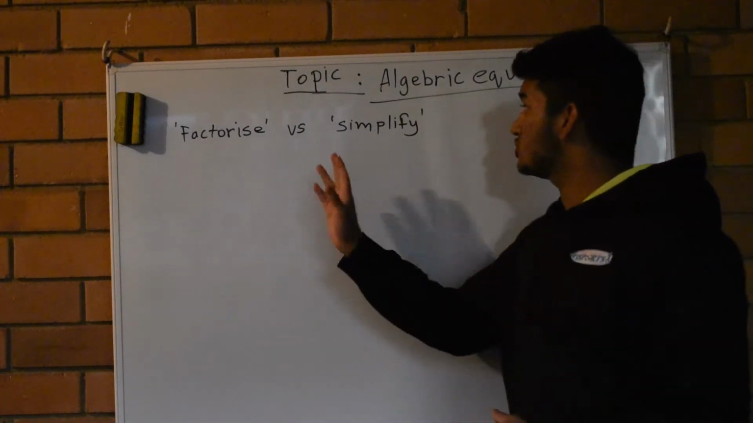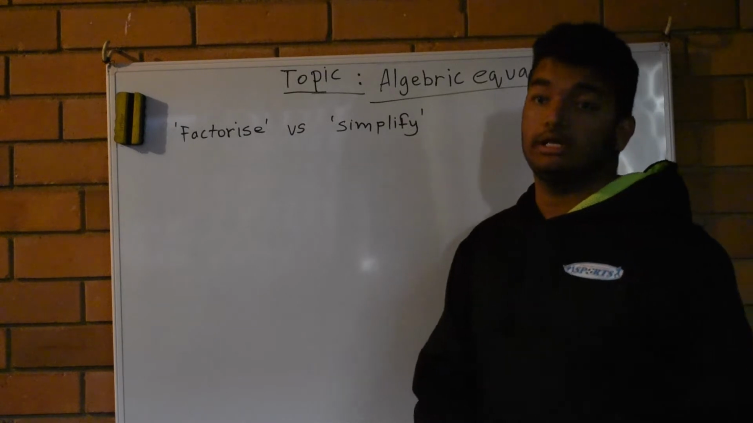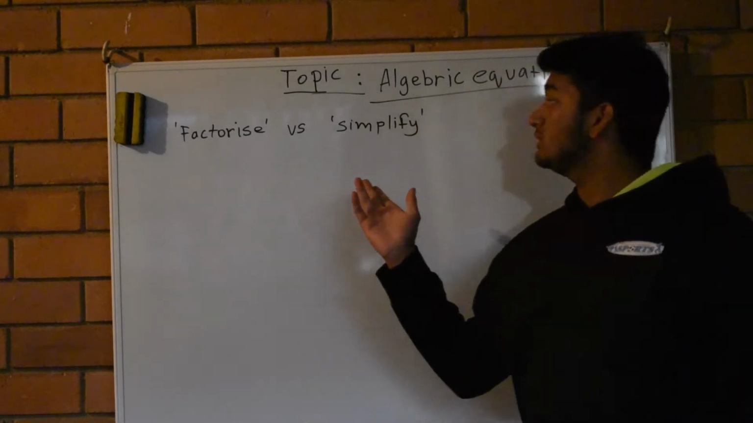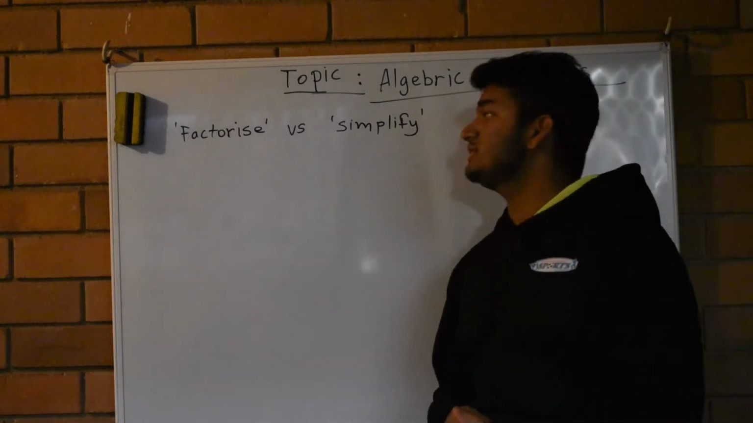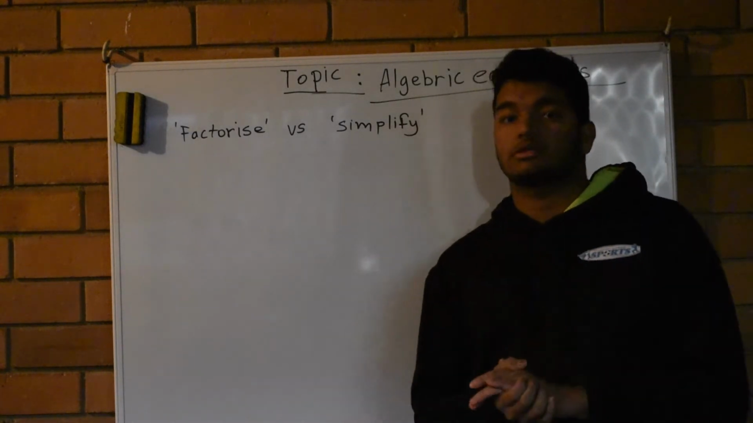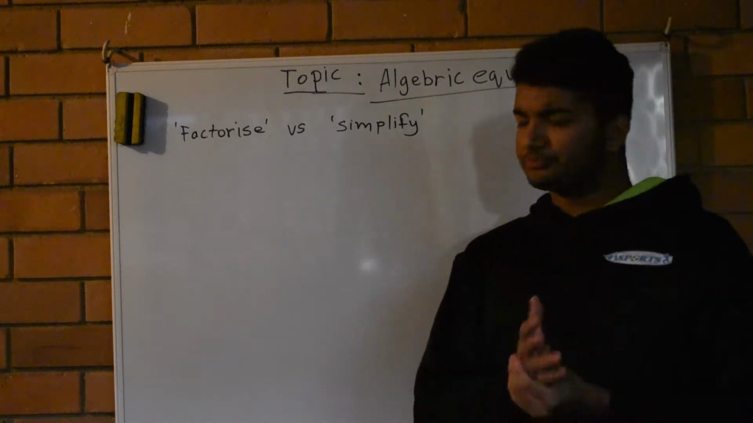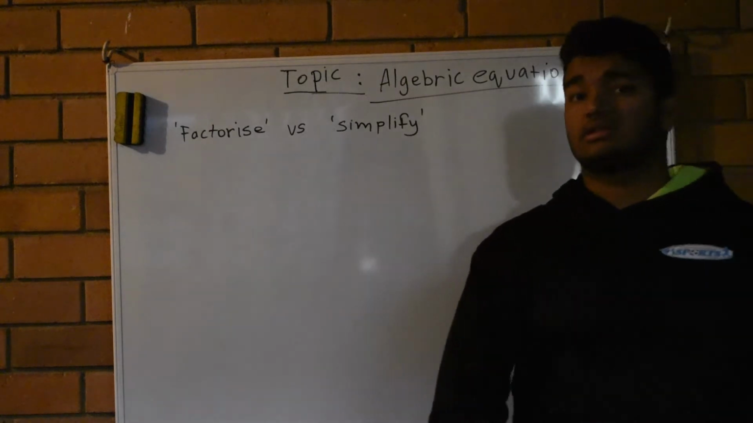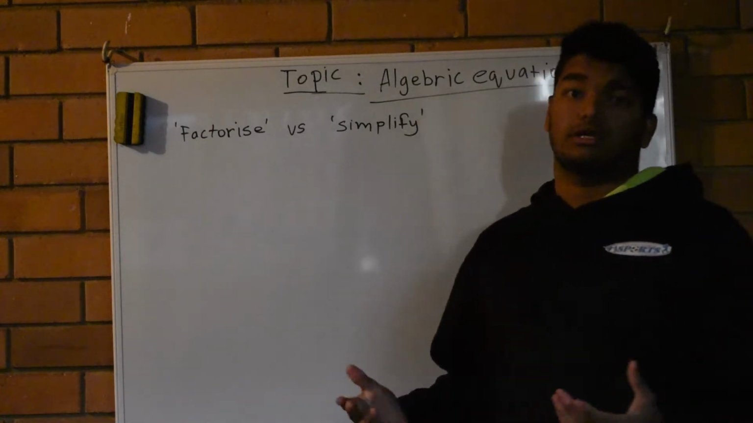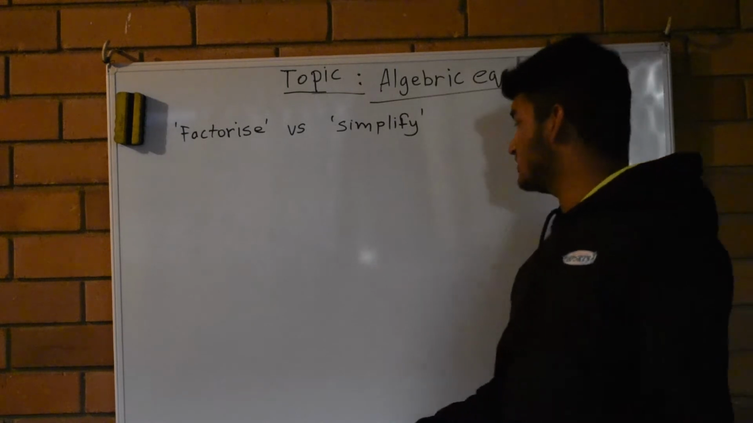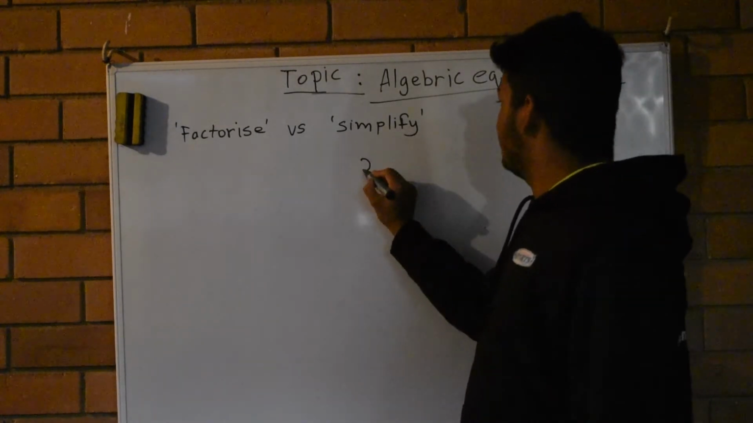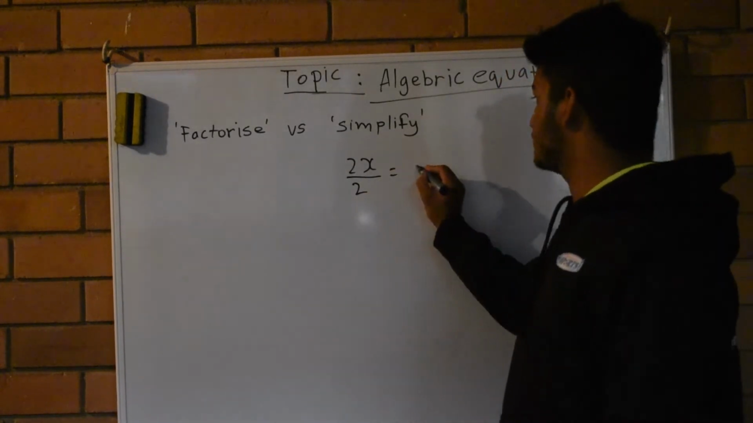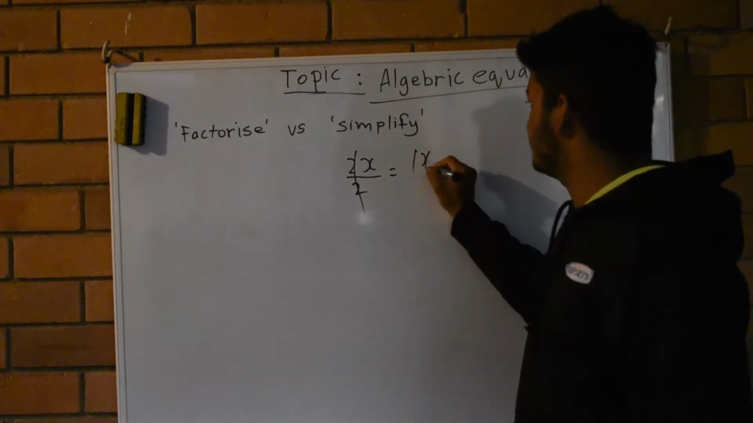So we'll start off with these two basic words that you can see throughout many textbooks: factorise and simplify. Factorise is pretty much where you add on more things and expand it in a sense. And simplify is to cut most things down into a simple form. So if I say simplify 2x over 2, that will just be 1x.